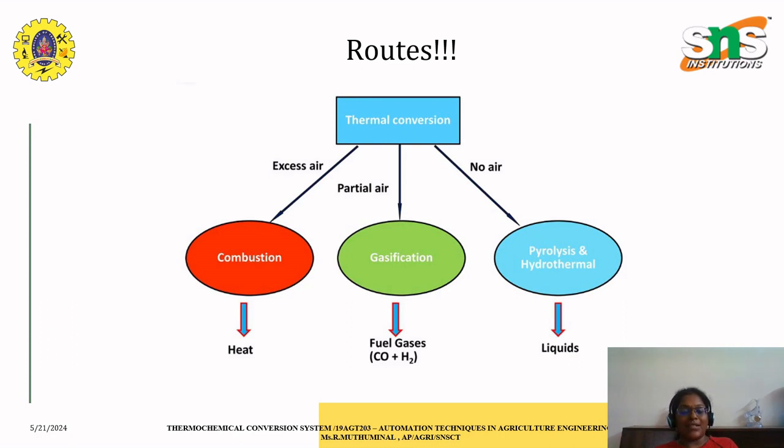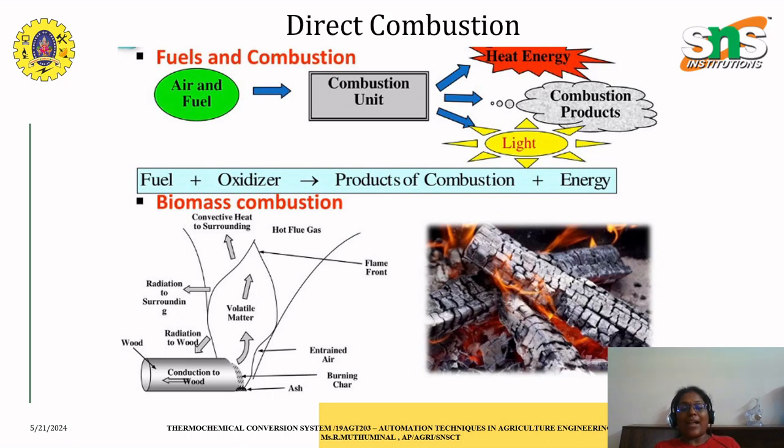Obviously there are three stages: one is combustion, one is gasification, and the other is pyrolysis and hydrothermal. So at any stage, either I get heat, or I get a fuel, or I get a liquid. These are the routes. And as I said on the previous slide itself, direct combustion plays a major role in converting fuels into an alternate chemical form. That is why I have given you direct combustion specifically.